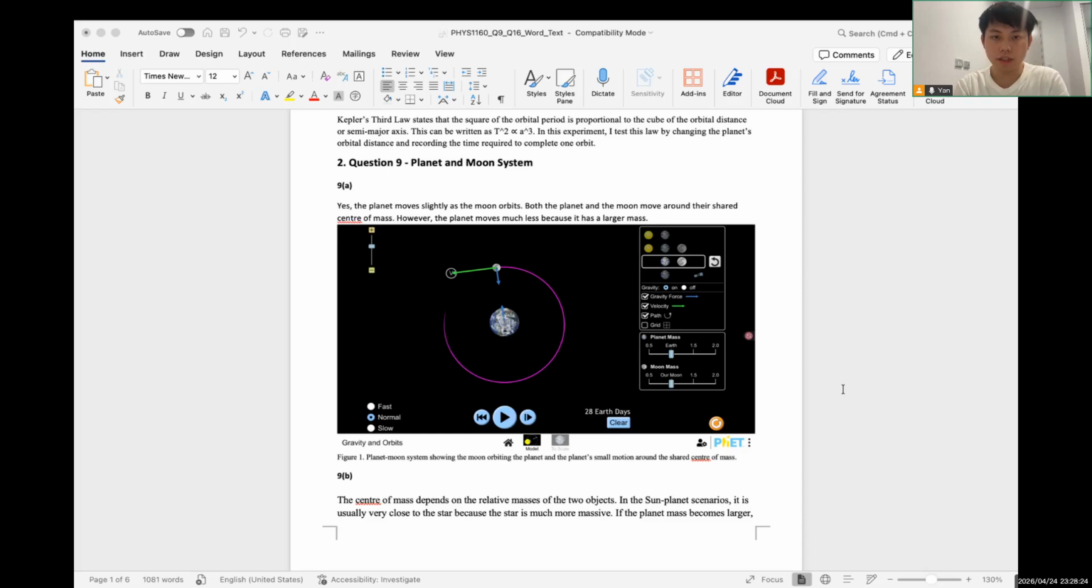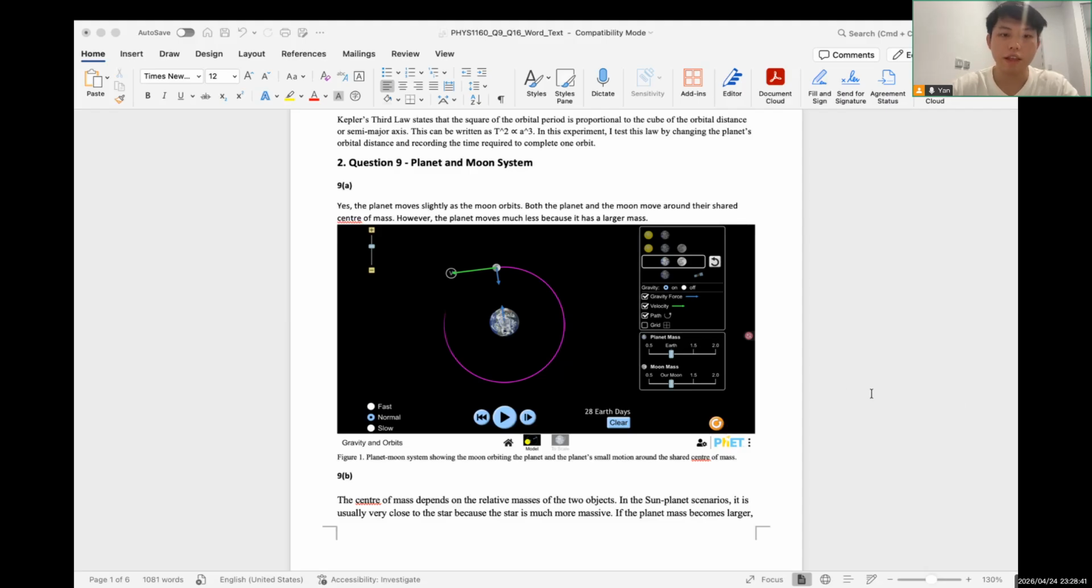In the Sun-planet system, the center of mass is usually very close to the star because the star is much more massive. In the planet-moon system, the mass difference is smaller, so the planet's small movement is easier to see.